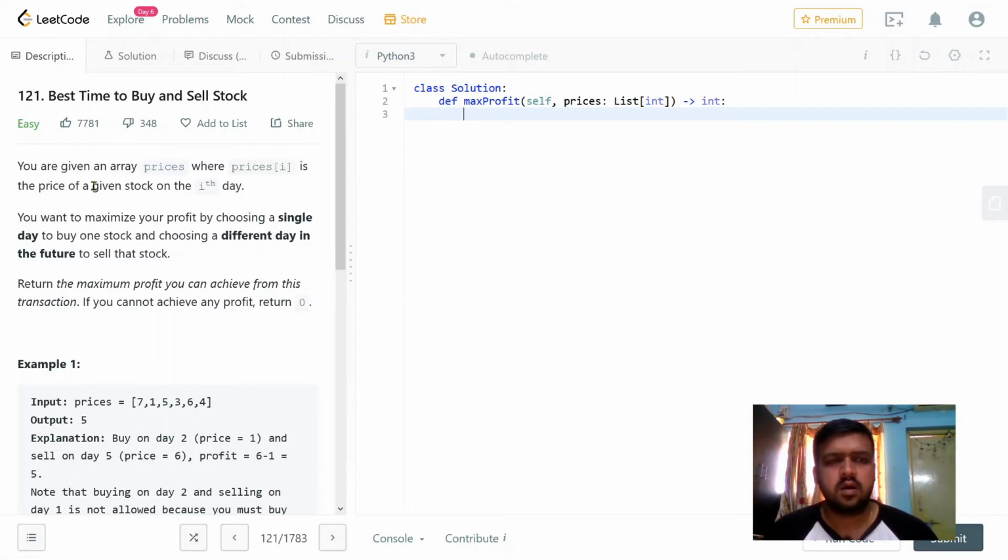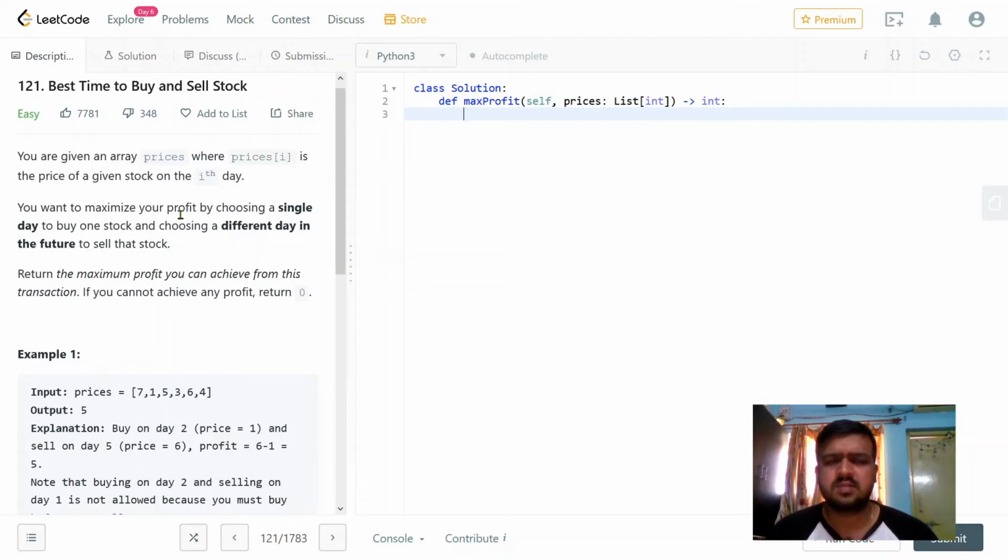But the variants of this particular problem of buy and sell stock are somewhat tricky, and you should go on to solve those variants. These are Buy and Sell Stock 2, 3, 4, and 5, I guess. We'll start by solving this basic one, because this is very frequently asked in competitive coding interviews.